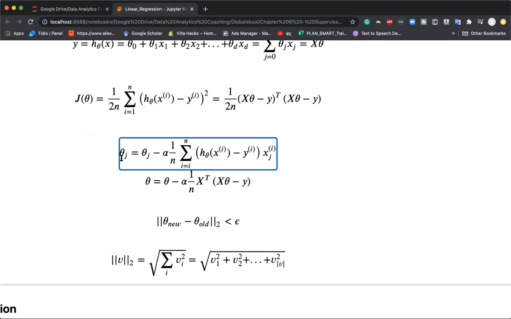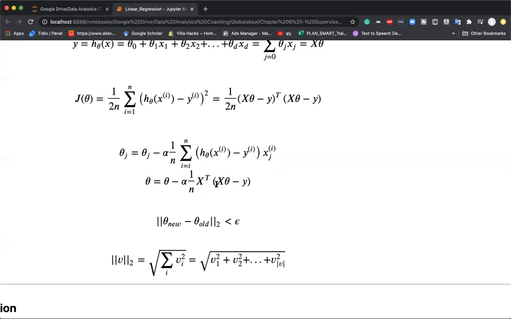So we say theta j is equal to theta j minus alpha times 1 by n summation of h theta xi, that is our hypothesis, minus the answer, multiplied by this. We can also take this equation and vectorize it in this form. So vectorizing it here becomes alpha times 1 by n times x transpose multiplied by x theta minus y.